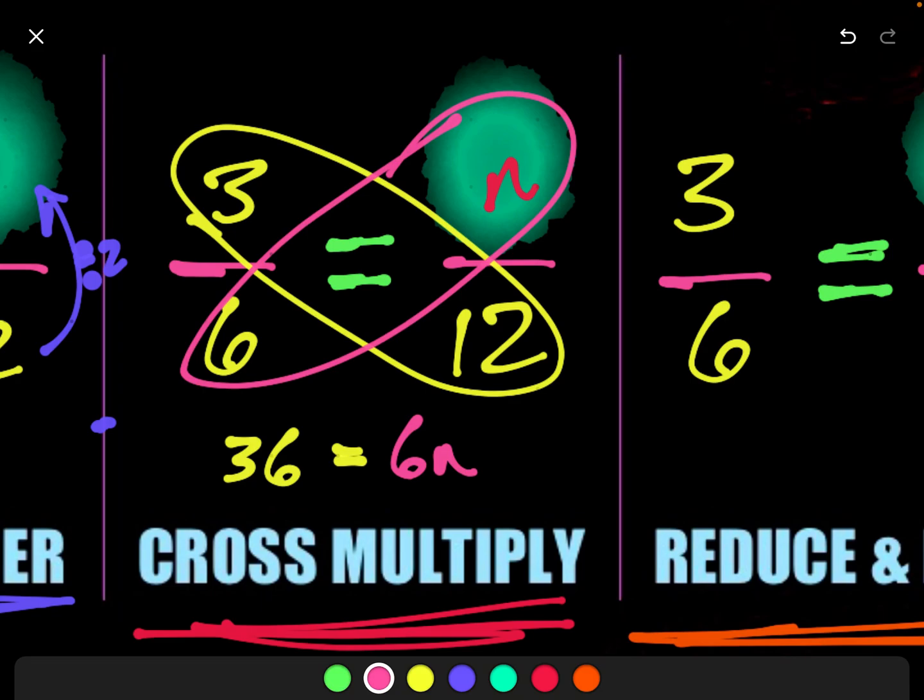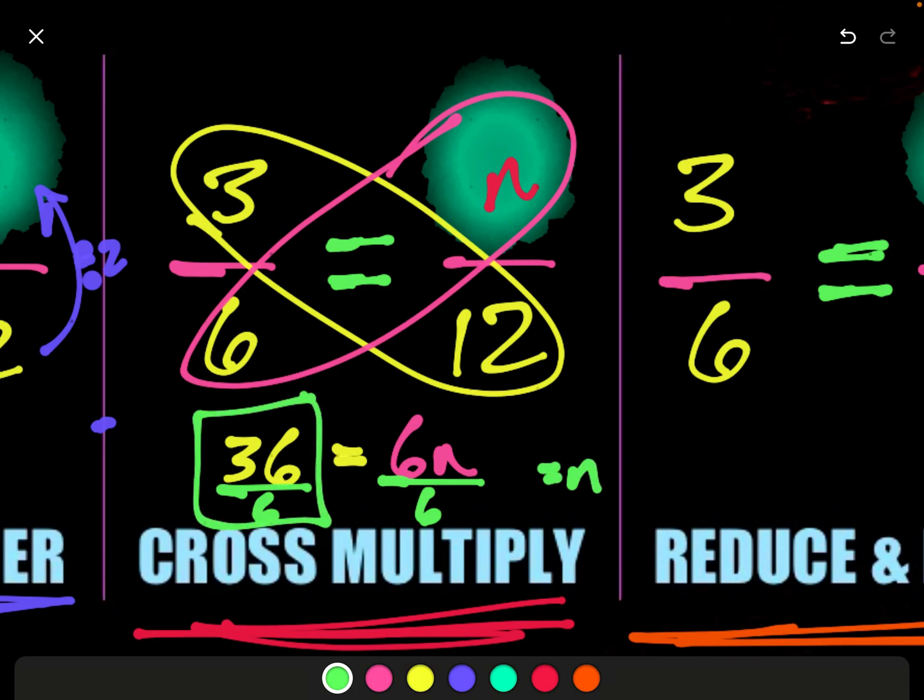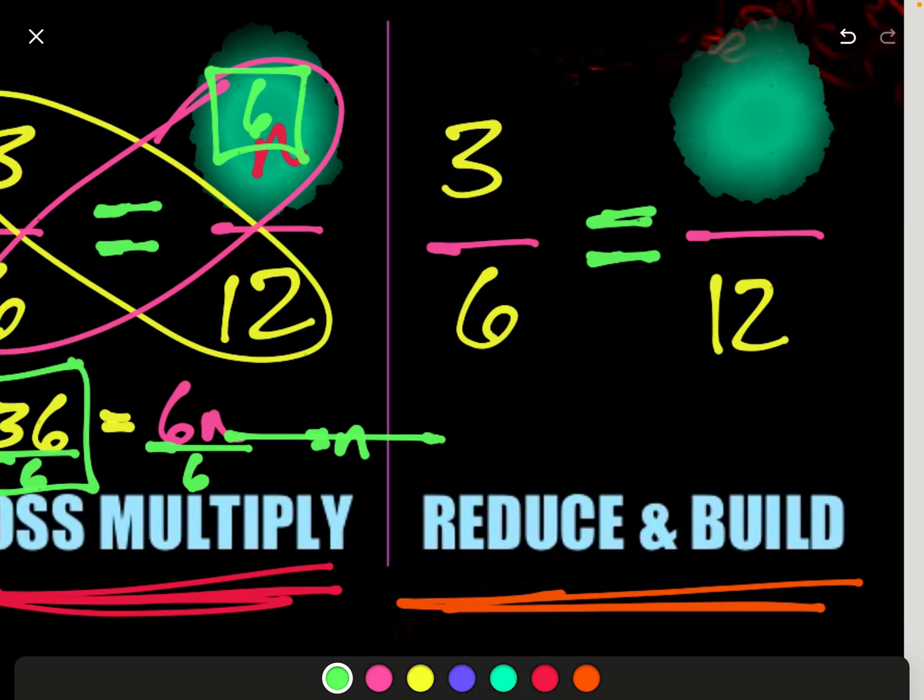But we solve for n. The first step is to multiply, and then we got to get that variable by itself because we want to know what n is. I don't want to know what 6 times n is. I want to know what n is. So we do the opposite of multiply by 6, which is to divide by 6. Anything you do to one side, you got to do the other. And n equals 36 divided by 6, which is 6. So n equals 6. Once again, 3 is to 6 as 6 is to 12. Cross multiplying is an always rule. No matter what the problem is, that will always work.